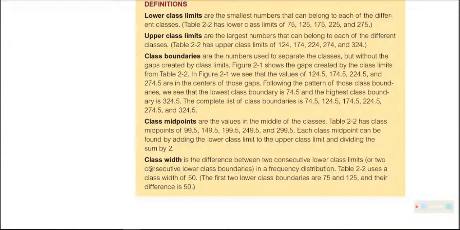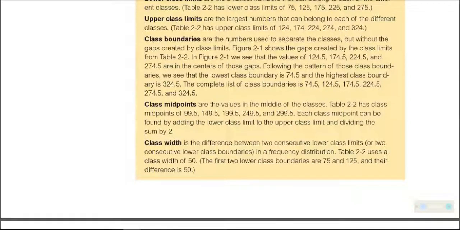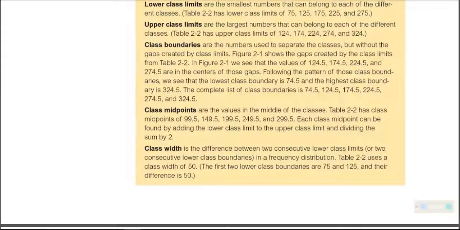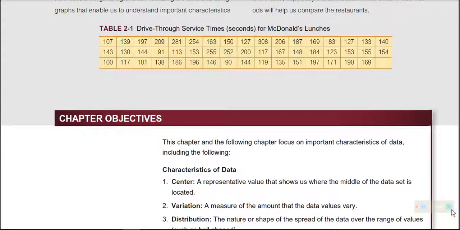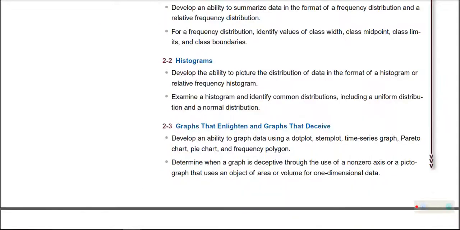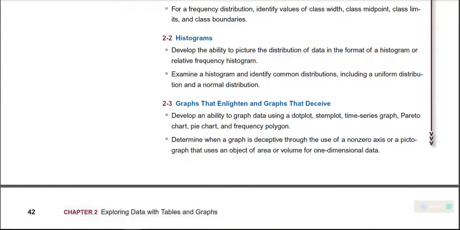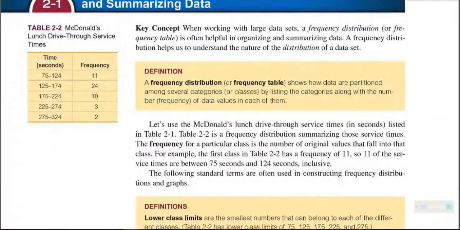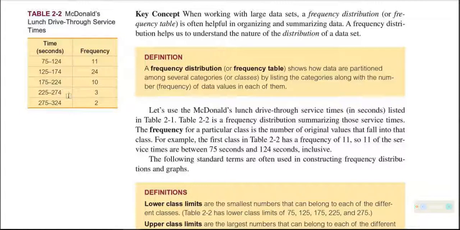Now, let's talk about class width. Ito yung sinasabi ko kanina, lagi yung parehas, is the difference between two consecutive lower class limits or two consecutive lower class boundaries in a frequency distribution. So, dito, the first two lower classes are 75 and 125. Lagi yung parehas. Basta magkasunod. Medyo malikot yung ginagamit kong reader. Pasensya na.